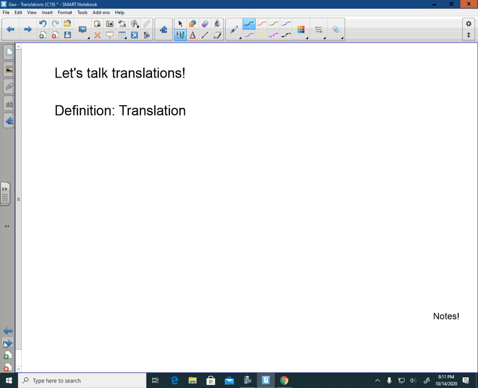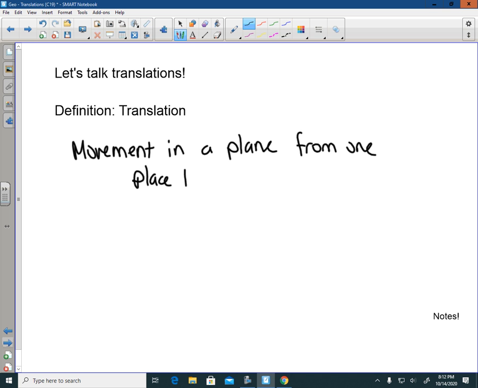So now we're going to dig into translations. So a translation is when something just goes from one place to another. It just moves along a plane. A translation is a movement in a plane from one place to another. Translation is like when you're walking. You're just moving along. You're not turning, you're just going in a straight line, translating, going from one place to the other.